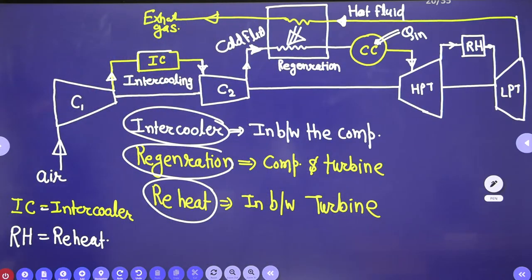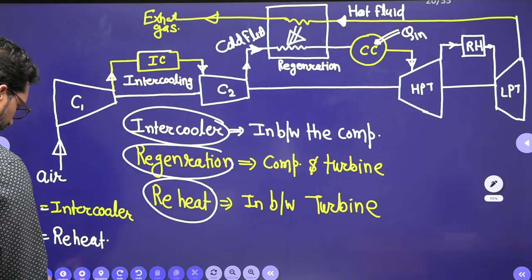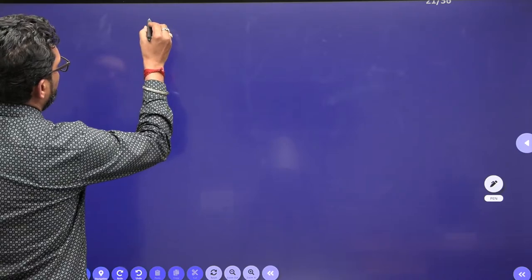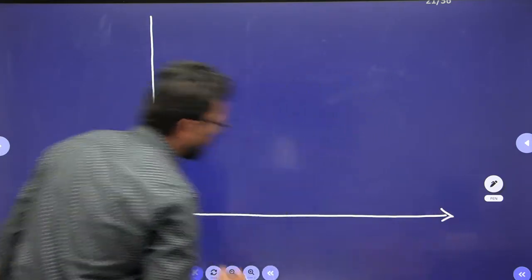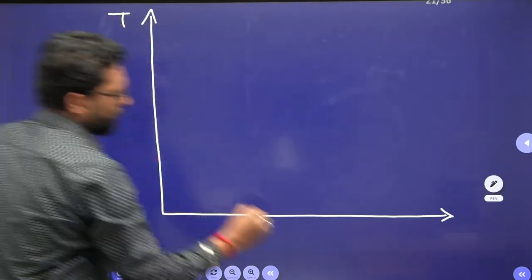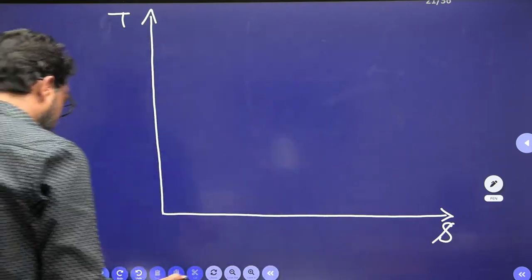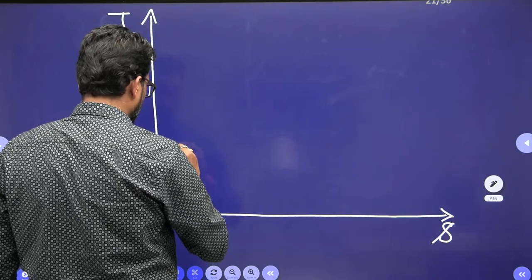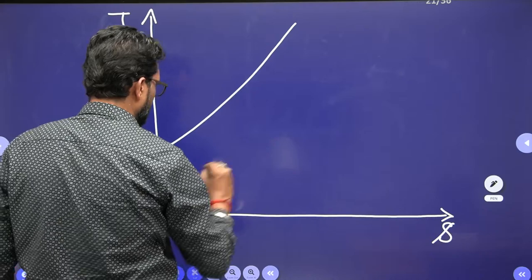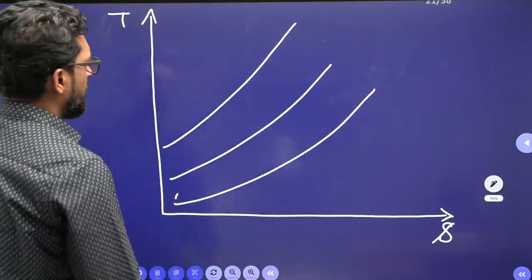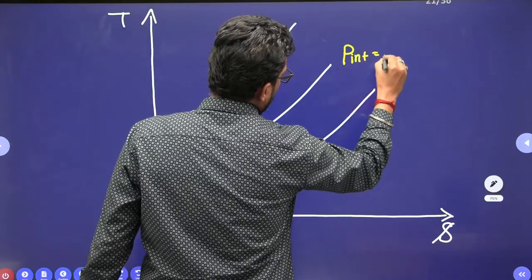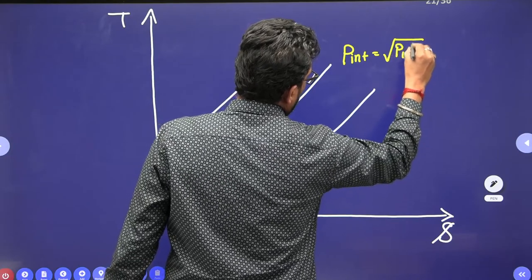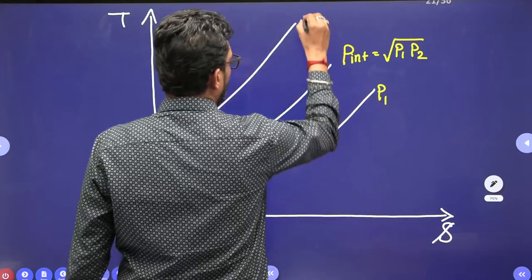So in this one, if we draw the diagram, beta, the TS diagram, this is the temperature versus entropy diagram. So there must be pressure lines. Right? This is your pressure. This is your intermediate pressure, and this intermediate pressure is equal to the geometric mean of P1 and P2. So this is your P1, this is your P2.